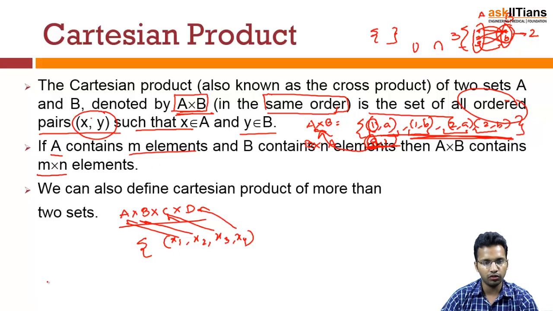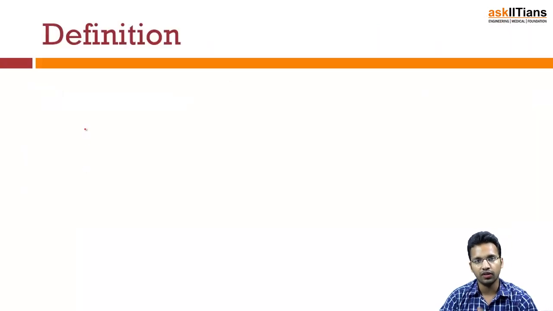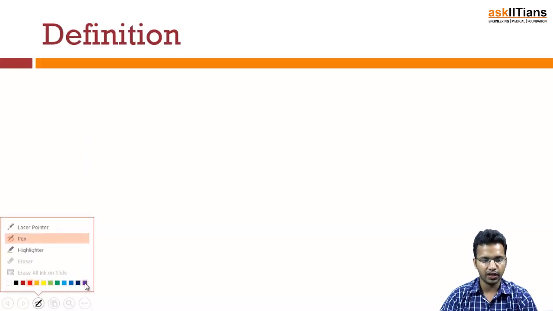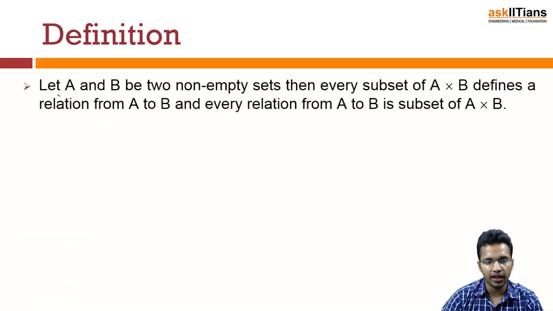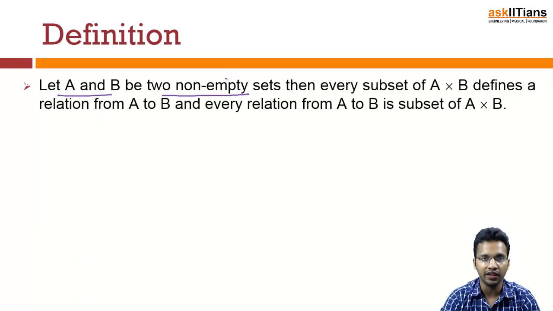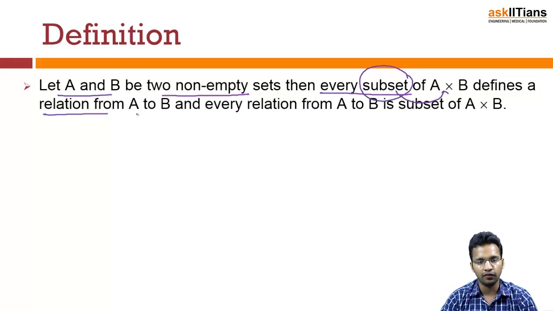Moving on to the next topic, relation. This says that A and B are two non-empty sets. When we are defining a relation, the first thing that should come to you is that when you're relating, you're basically associating two things. So if one is empty, then you cannot associate it with the other one. Both have to be non-empty sets, and every subset of the Cartesian product defines a relation from A to B.